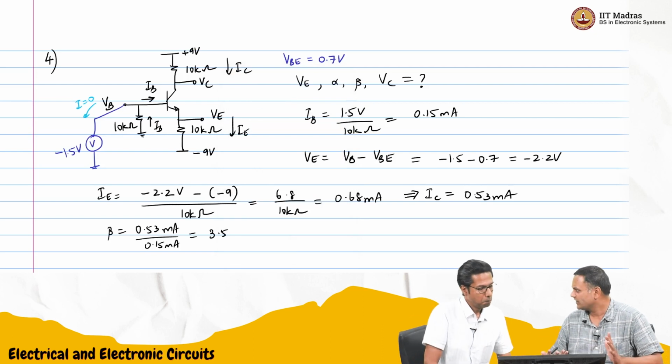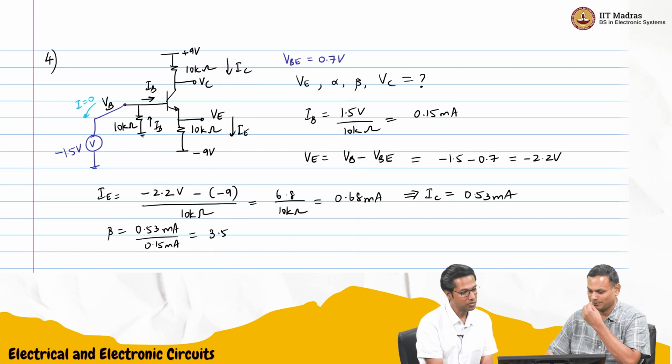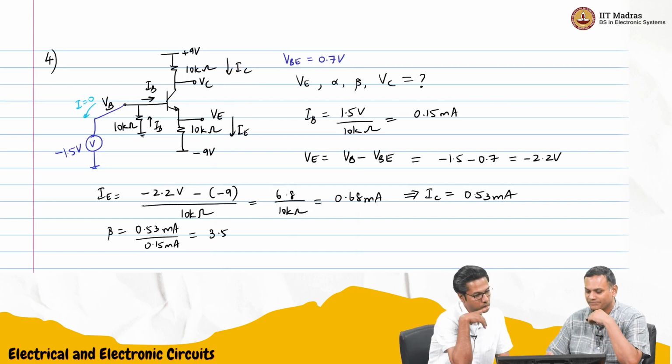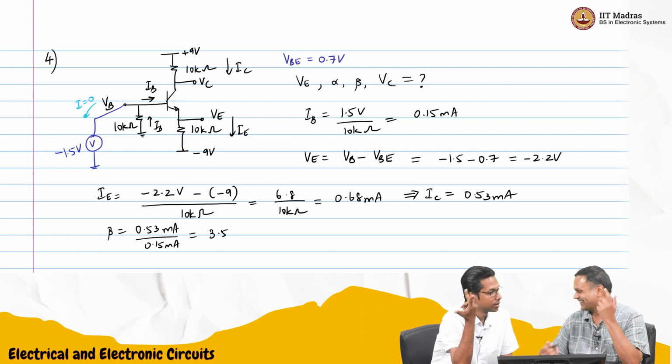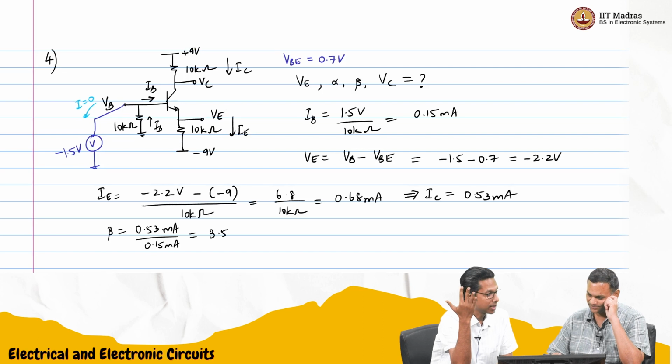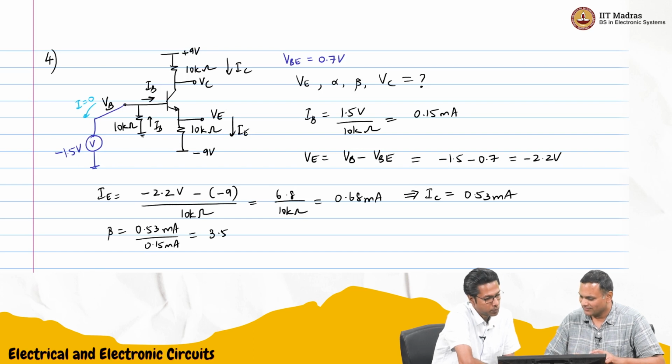So beta was only 3.5. That was clear when we calculated IB. I was thinking we made some mistake. Very surprising, because once we have a base current of 0.15 milliampere, we expect a much larger collector current. That was not happening.